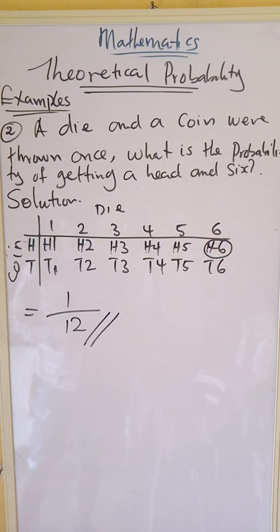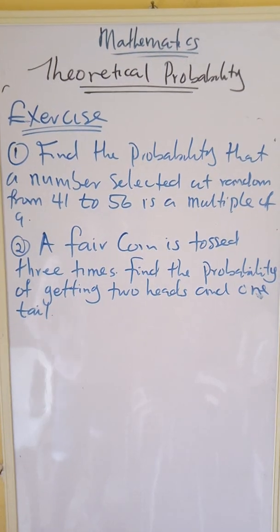So let me give you some exercises, then we move to empirical or experimental probability. Exercise 1: find the probability that a number selected at random from 41 to 56 is a multiple of 9. Number 2: a fair coin is tossed 3 times. Find the probability of getting 2 heads and 1 tail. Submit your question through our WhatsApp group.